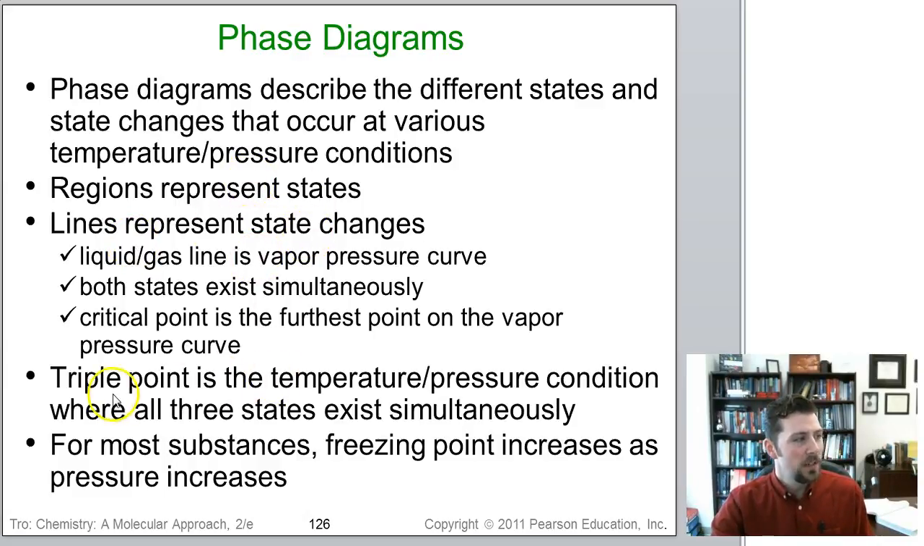And we'll also see a point called the triple point, which is where all three states, solid, liquid, and gas, exist simultaneously. And it's a really interesting spot, but it's very difficult to hit because you have to have a very specific temperature and pressure. Okay? So it's also interesting that for most substances, the freezing point increases as the pressure increases. And we'll see that as a common feature on many of these phase diagrams.